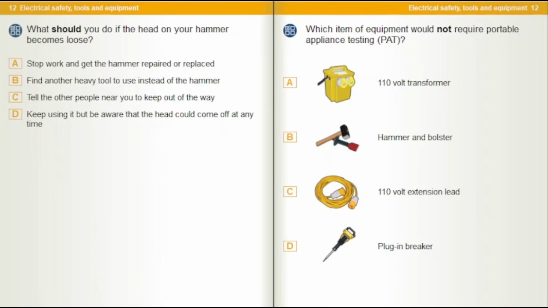Which item of equipment would not require portable appliance testing, PAT? 110-volt transformer. Hammer and bolster. 110-volt extension lead. Plug-in breaker.